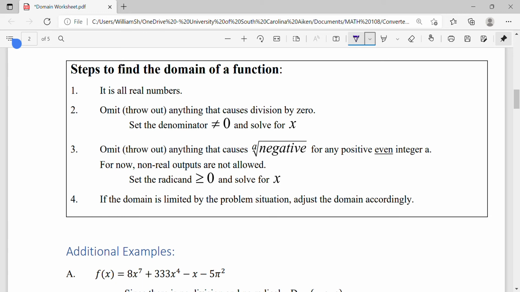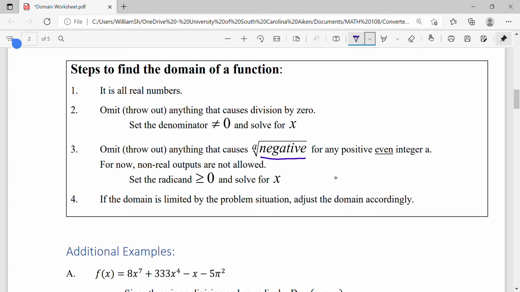The next thing we need to do is omit or throw out anything that causes a root of a negative. So for any positive integer a, and it has to be even, we're going to have to throw out those amounts. Now remember, if your root here is odd, so if this a turns out to be odd, negatives aren't a problem, but if this a is even, that's when we have some problems. And what we're going to do is set whatever's under that square root greater than or equal to 0, and we're going to solve for that x.